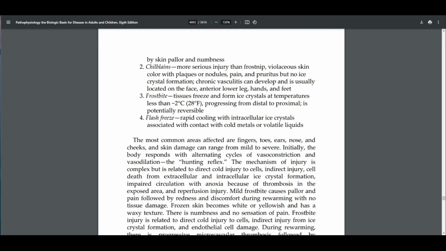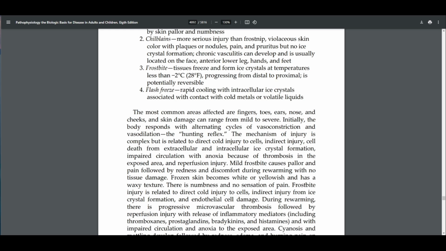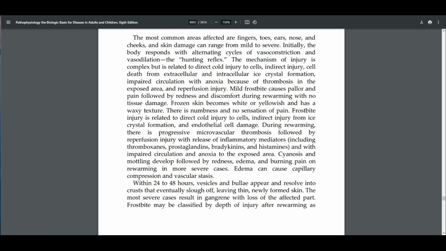Frostbite, where tissue freezes and forms ice crystals at temperatures less than -2 degrees Celsius, progressing from distal to proximal, is potentially reversible. And then flash freeze, rapid cooling with intracellular ice crystals associated with contact with cold metals or volatile liquids. The most common areas affected are fingers, toes, ears, nose, and cheek, and skin damage can range from mild to severe. Initially, the body responds with alternating cycles of vasoconstriction and vasodilation, the hunting reflex.